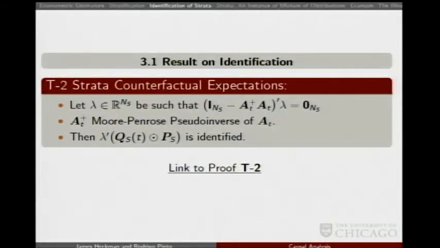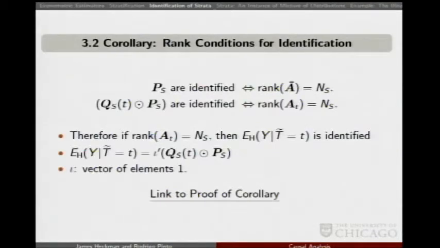So then we can form the Moore-Penrose inverse of these, A_T plus, which is the Moore-Penrose inverse of A_T, to come up with the counterfactual means associated with A_T, and then the probabilities associated with P of T. So that's standard linear algebra.